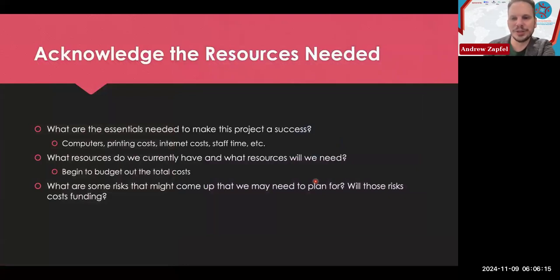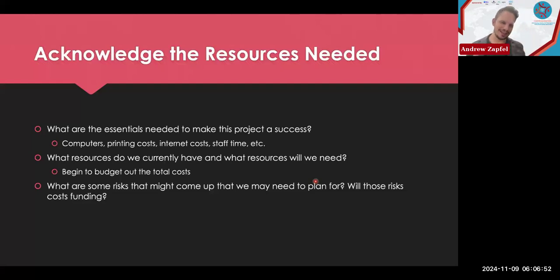And then finally, acknowledging the resources needed. Again, really important as you're developing these objectives, these plans, and these activities. You want to think about what are the essentials needed to make this project a success. That includes computers, printing, internet costs, staff time, catering, engagement. Those are some things that are really important to think about as you're developing any project or plan. And then you want to compare that to what you currently have in terms of resources. So maybe you already have computers, you already have staff that can do this, et cetera, and so forth.